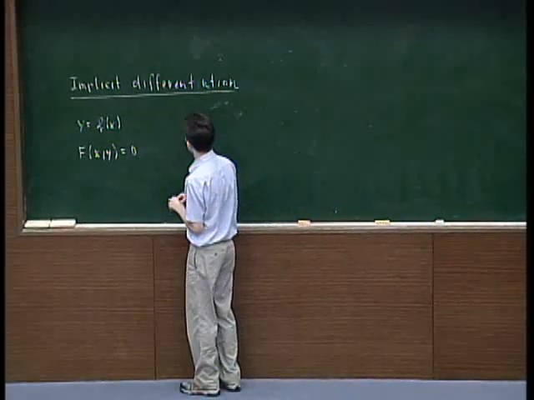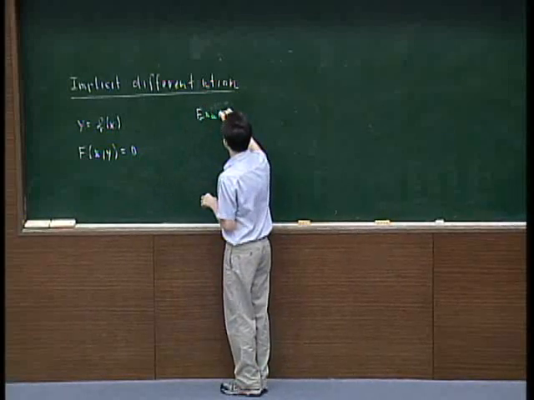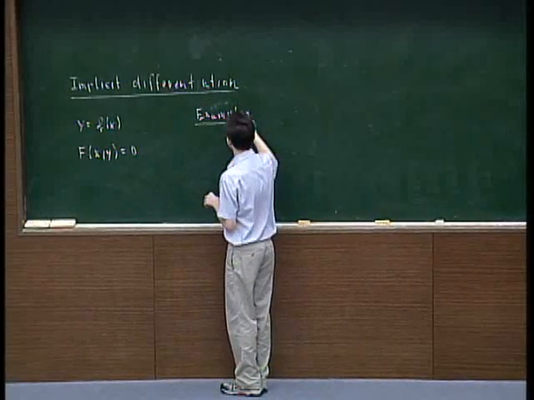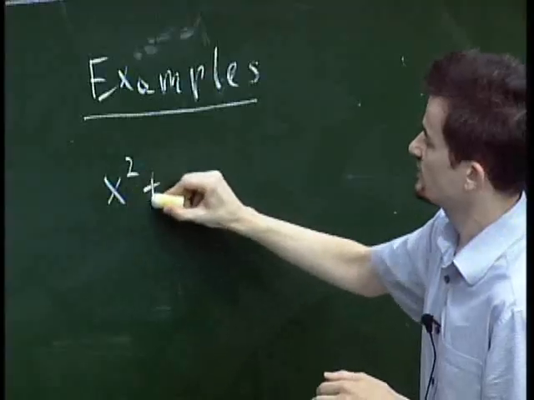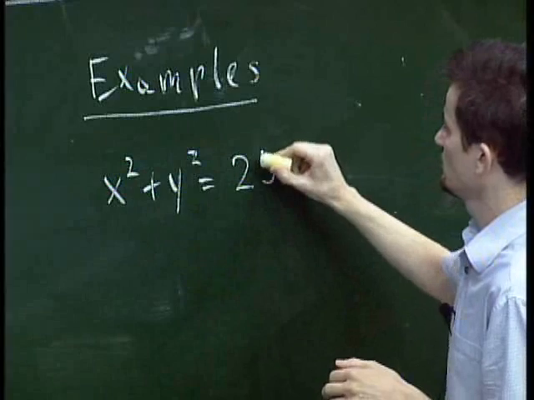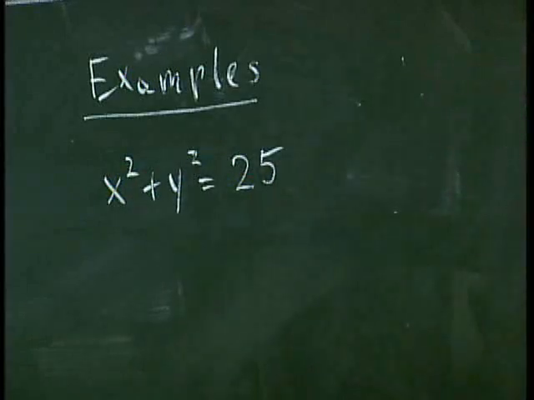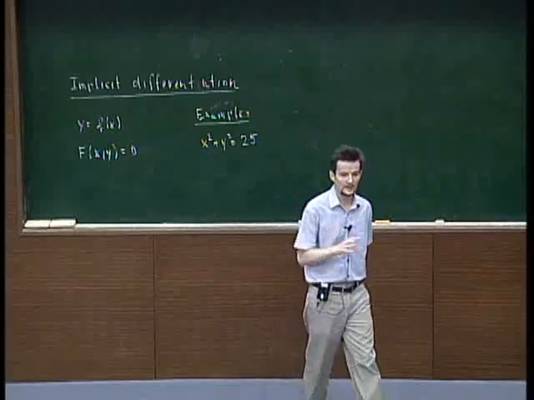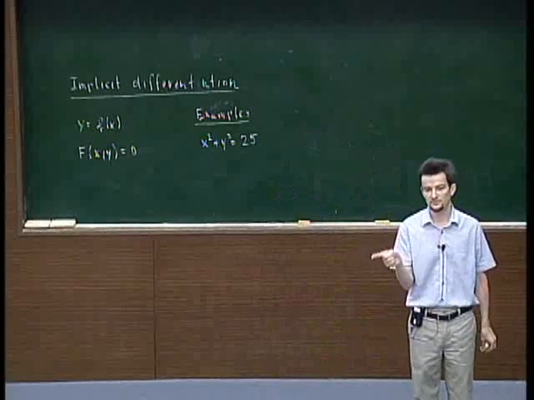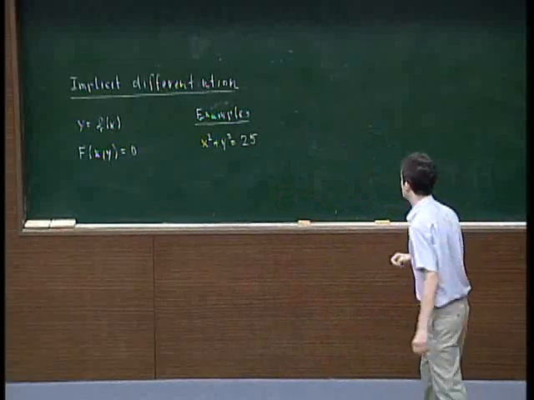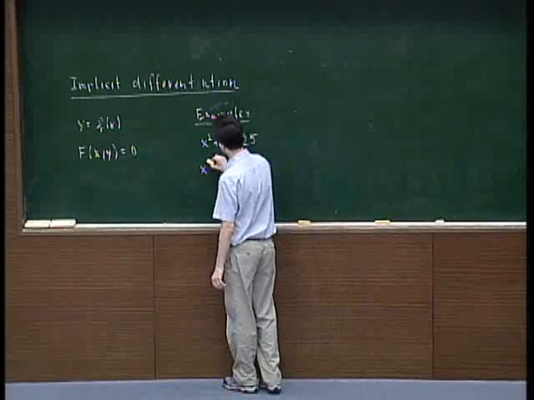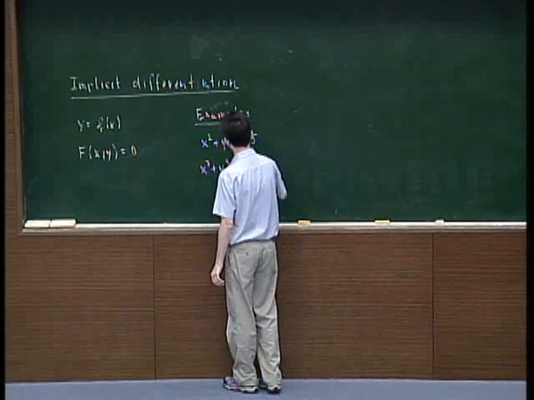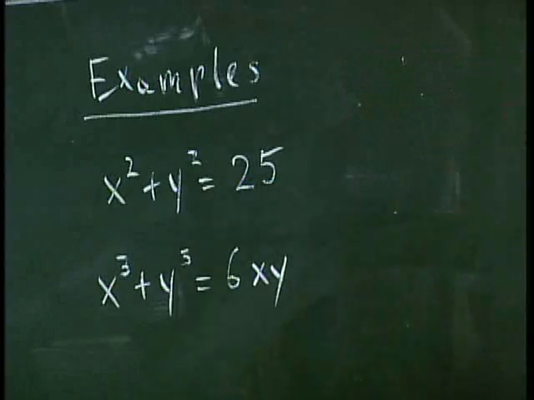For instance, some examples for functions which are given implicitly we saw last time already. So for instance, this function here. Okay, we know that this equation here describes the circle. And if you solve for y easily, you have two solutions: one describing the upper semicircle, one the lower semicircle. And we saw also another example, x cubed plus y cubed is equal to 6xy, the so-called folium of Descartes. Here in this case, it's already more complicated to solve for y.